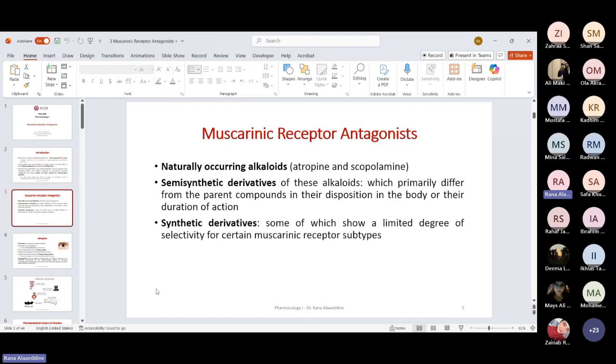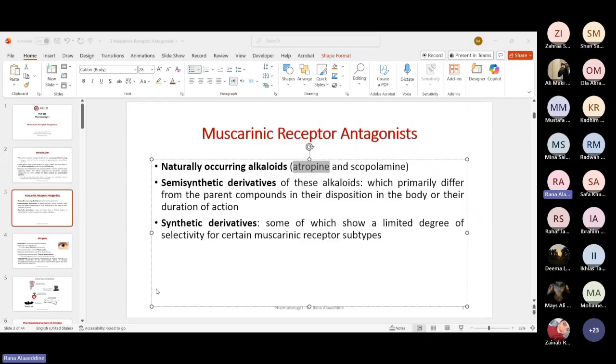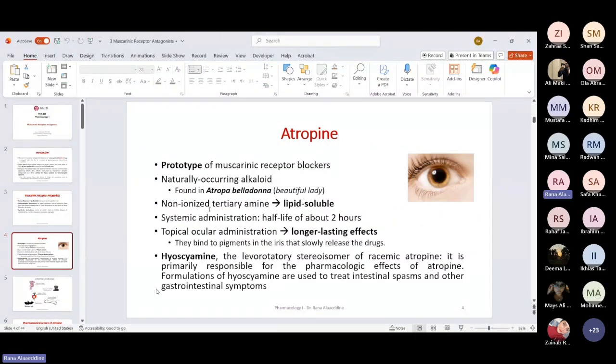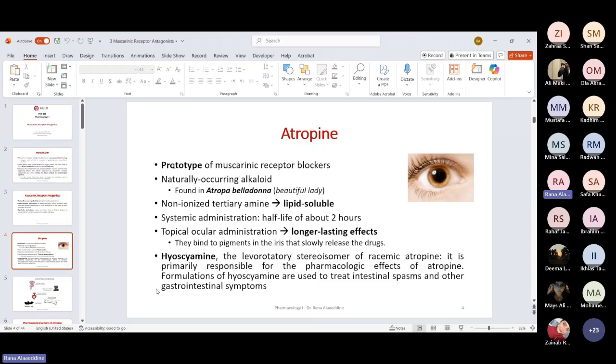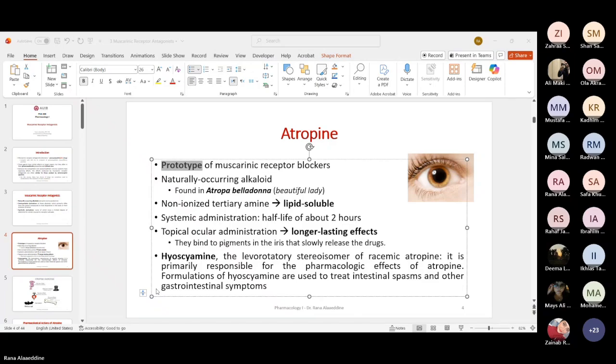Okay, so we're going to start with the drugs. The ones that we're going to start with are atropine and scopolamine. Let's begin with atropine, to be specific. Atropine, we say it's the prototype. Guys, do you know what's the meaning of a prototype? Yes, like the first version of something. Exactly. So this is the first version.